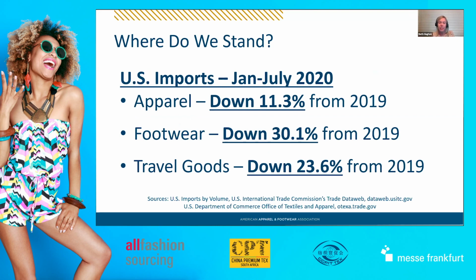Where are we now? Basically, here in the United States, all imports are down from where they were last year. And much of that, of course, is driven by the disruption from the pandemic. You can see from the period January through July of 2020, apparel is down 11.3% from the same time last year. Footwear is down over 30% from 2019, and travel goods is down almost 24% from 2019.